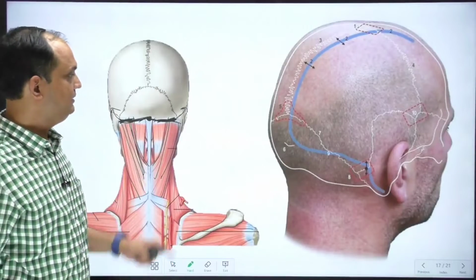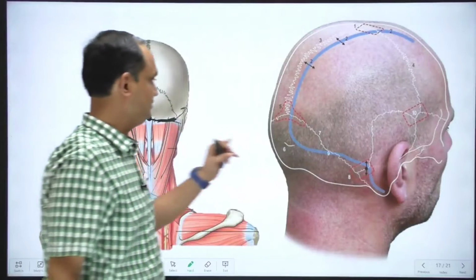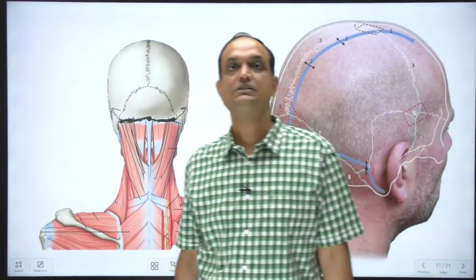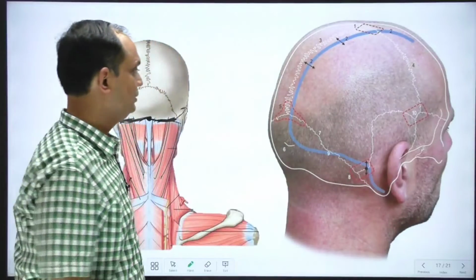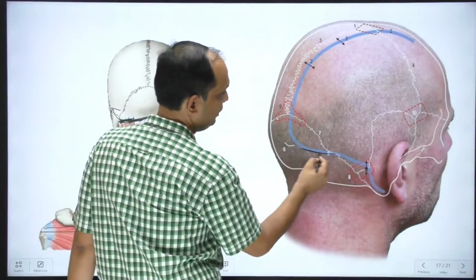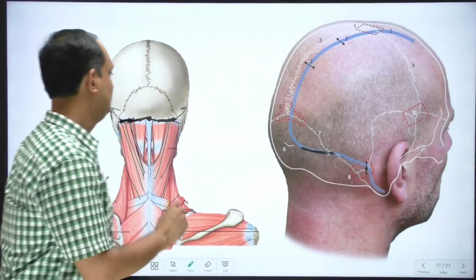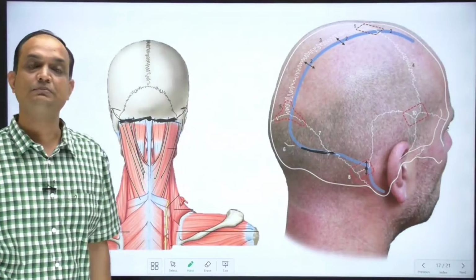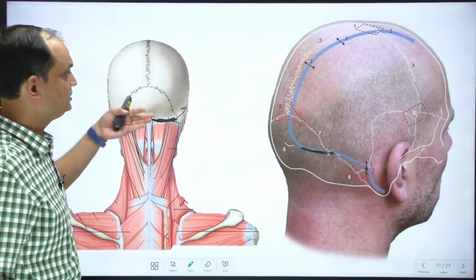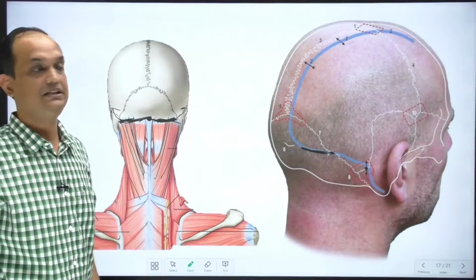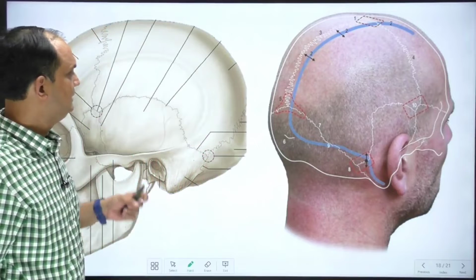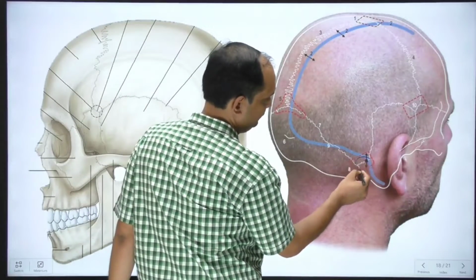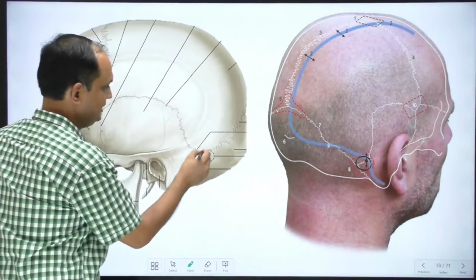So again, if you see this picture, my question is: mark the transverse sinus. So this is the transverse sinus. How are you able to mark this? By the line of attachment of semispinalis capitis, which is just deep to the trapezius muscle. Now in this diagram you can see that this is the point of asterion. So this is the asterion.